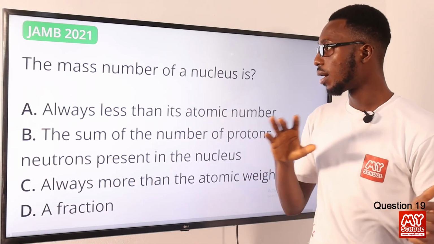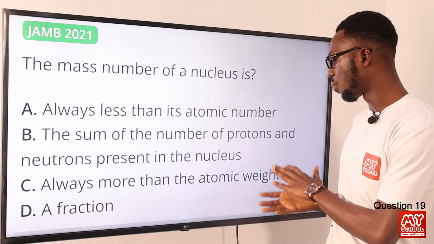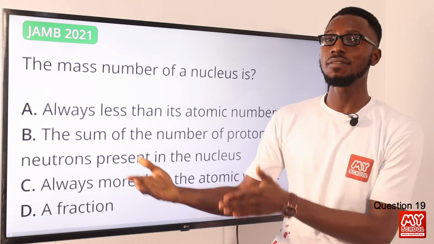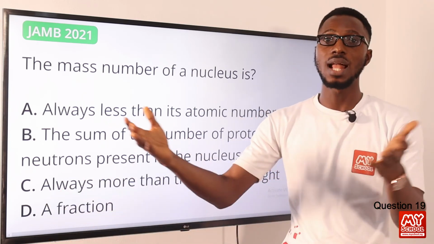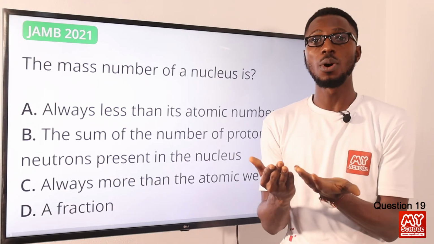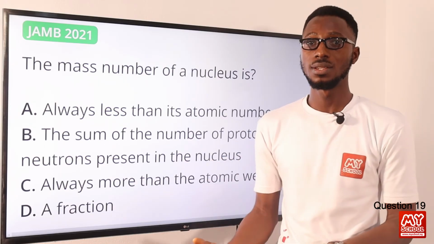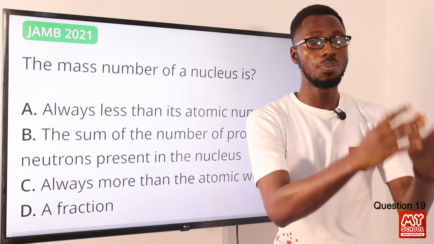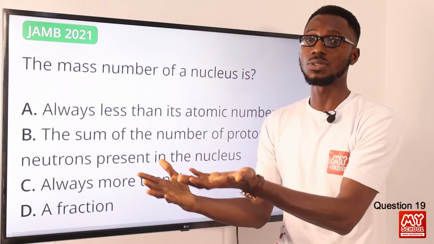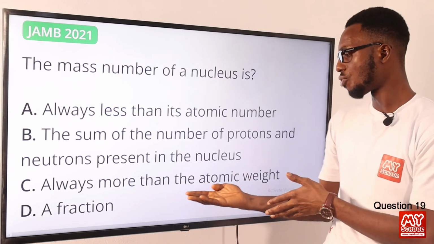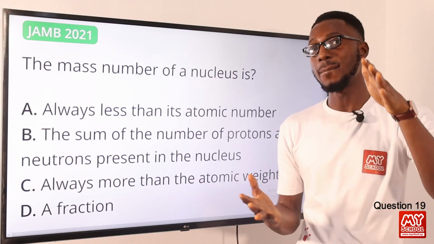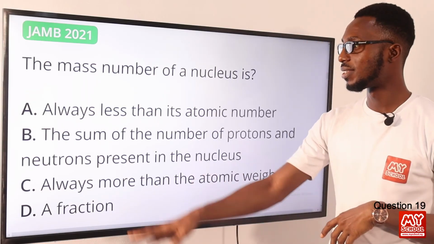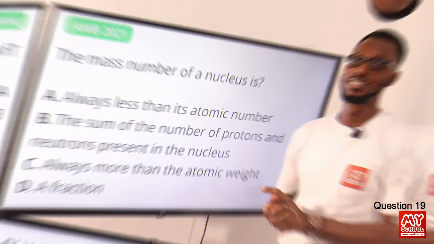Let's look at C. The mass number is always more than the atomic weight. This is incorrect, because atomic weight has another name, which is the relative atomic mass. You look at the isotopes of a particular element, find the atomic mass of each, and then get the average. For instance, with chlorine, you take this particular isotope and look for its atomic mass, this other isotope and look for its atomic mass, then you get the average. So your atomic weight can be a fraction and is not always less than the mass number. So option B is the right option.